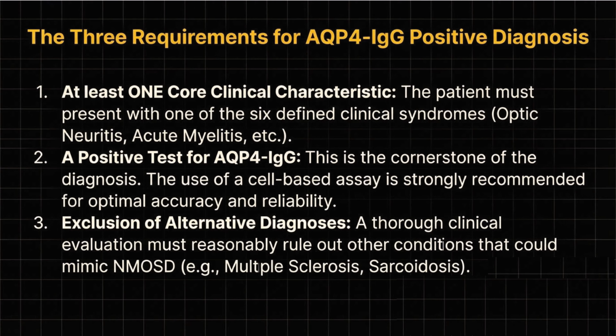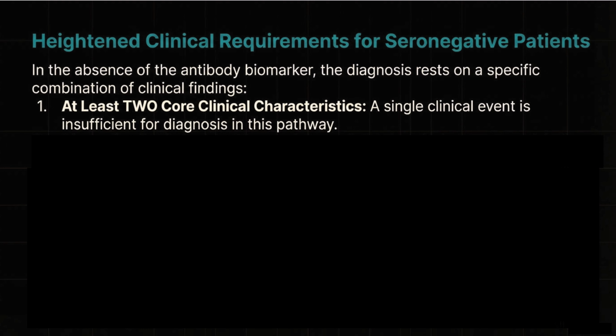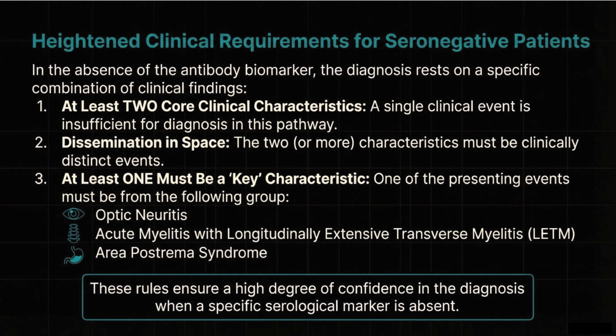Now, let's look at the second scenario, NMOSD without AQ4 IgG, or where the status is unknown. Because we lack the specific antibody marker, the clinical bar for diagnosis is set higher to ensure we don't misdiagnose the patient. In this group, the patient must exhibit at least 2 core characteristics. But it's not just any 2, there are strict requirements. At least one of the 2 must be one of the big 3, either optic neuritis, acute myelitis with longitudinally extensive transverse myelitis, or LETM, or area postrema syndrome.